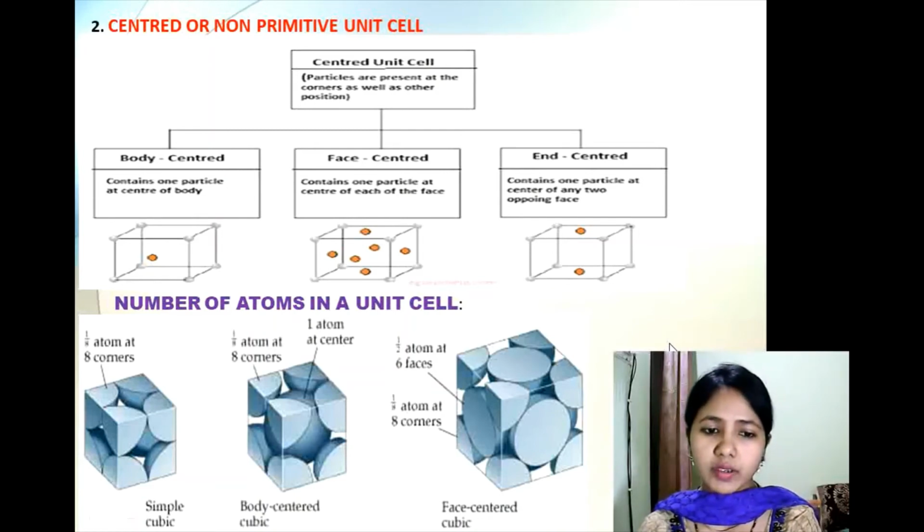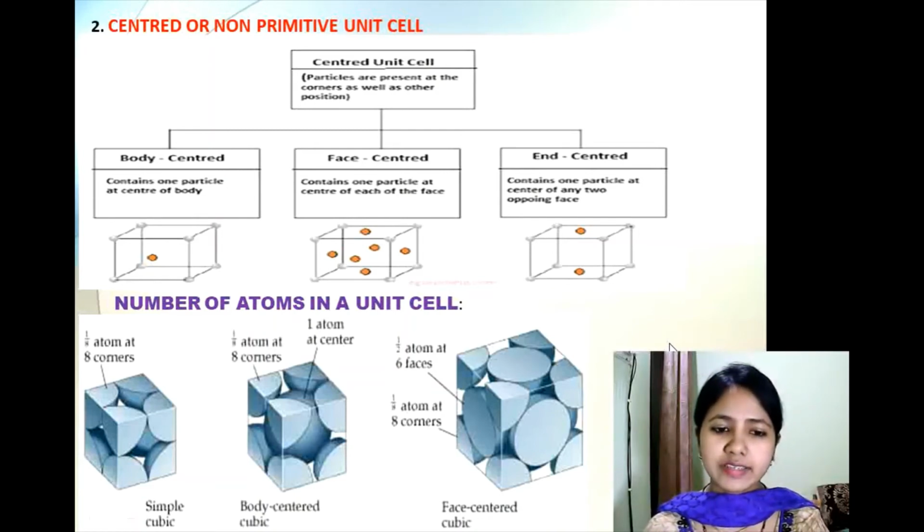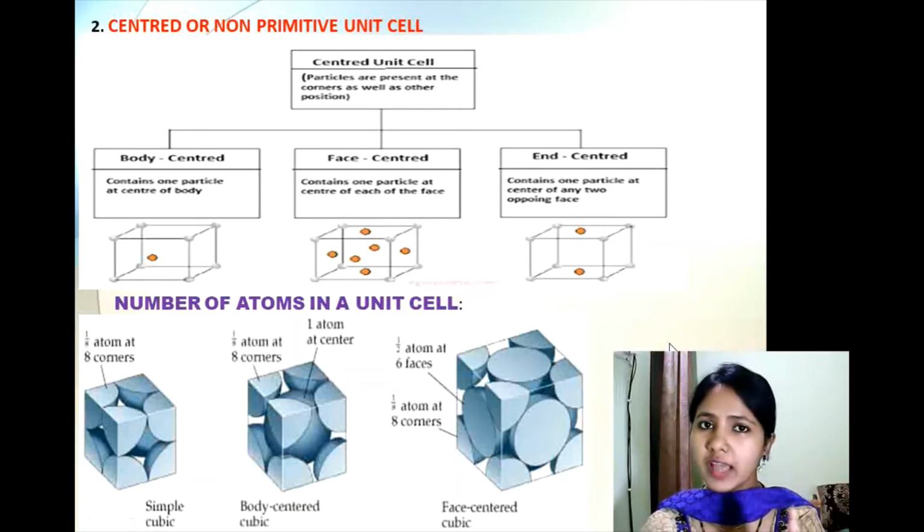In the same way, in BCC, a body-centered unit cell, 8 atoms are present at the corners. What is the contribution of those atoms? It is 1 by 8 to that unit cell. And since one atom is present at the center, it is not shared by any other unit cell, because it is present at the center of the unit cell.